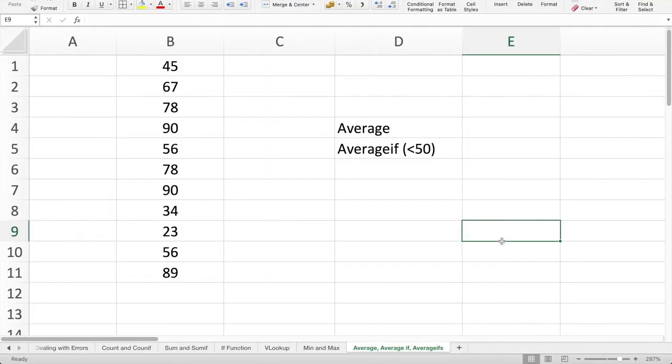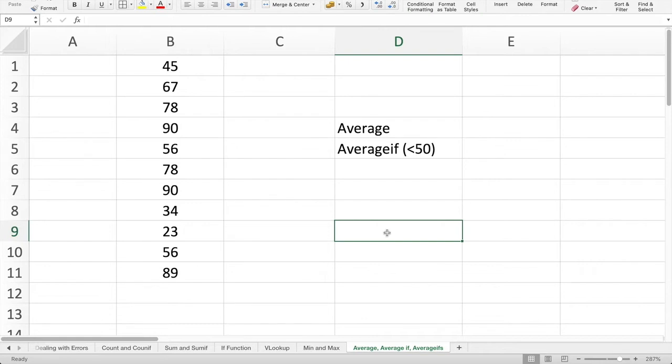Alright, so currently we are here in Microsoft Excel. We have a data set composed of the numbers 45, 67, 78, 90, 56, 78, 90, 34, 23, 56, and 89. Using this data set, we are going to use the AVERAGE and AVERAGEIF functions of Excel. There is a way to see the average or the AVERAGEIF function.